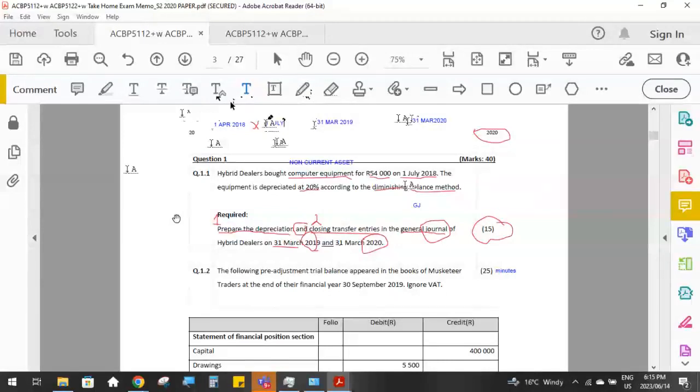So on the 1st of July 2018, so that's somewhere around about here, 1 July, we purchased our goods for 54,000. Okay. So what you've got to count up is from the 1st of July to the end of that financial year, how many months did you own the asset for in that first financial year? We know in the second year we owned it from the 1st of April 2019 all the way through to the 31st of March 2020. So in the second year we owned it for a full 12 months. 1st of July is going to be July, August, September, October, November, December, January, February, and March. So we owned it for 9 months.